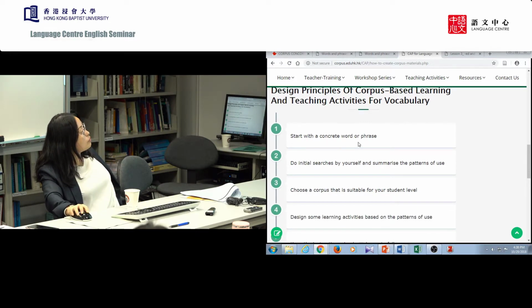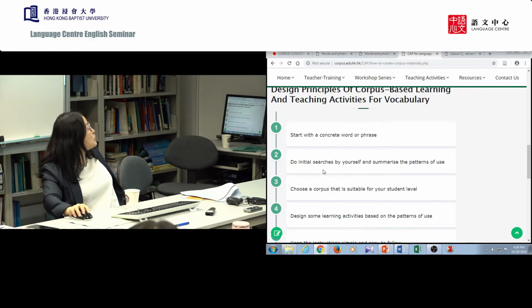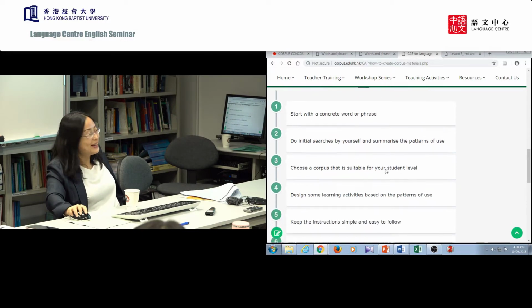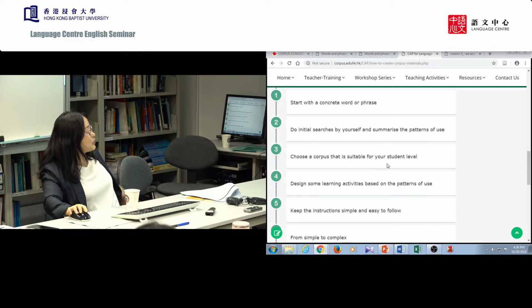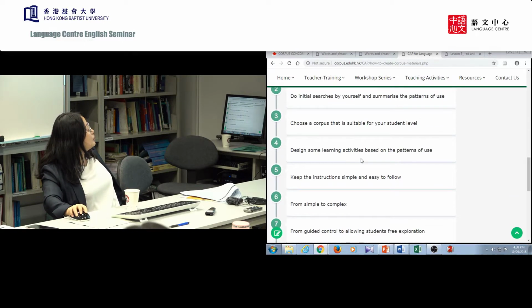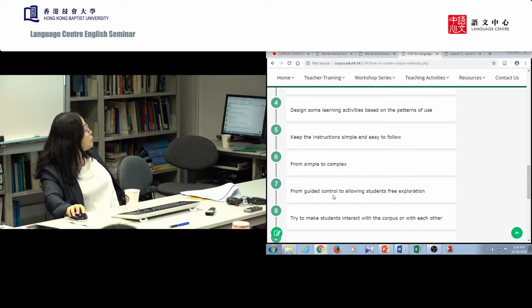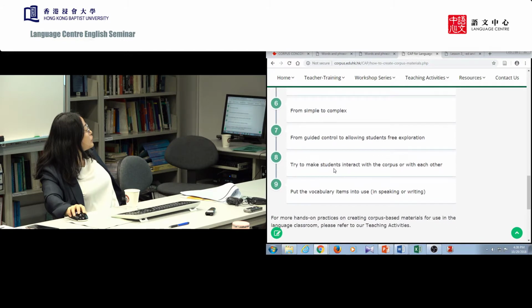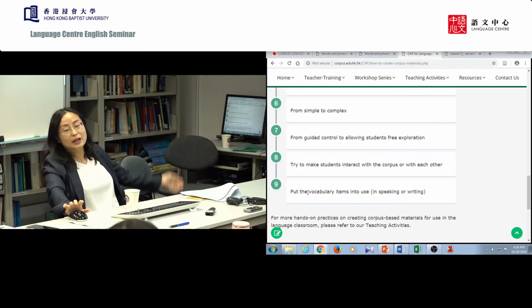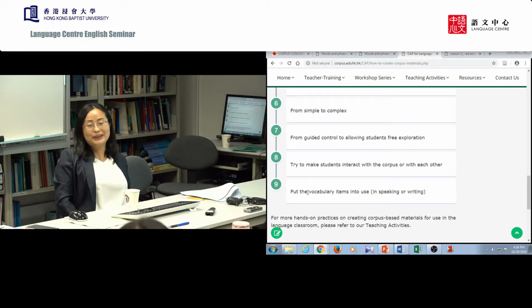Start with a concrete word or phrase, okay? Do initial searches by yourself and summarize. Choose a corpus that is suitable for your students' level, and design some learning activities based on the pattern of use. Keep the instructions simple and easy to follow. Go from simple to complex, from guided control to allowing students freedom. Okay, so just some principles.